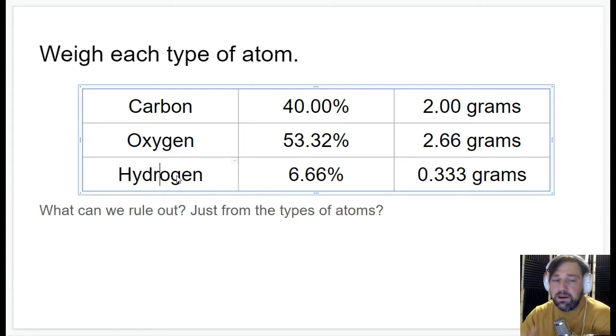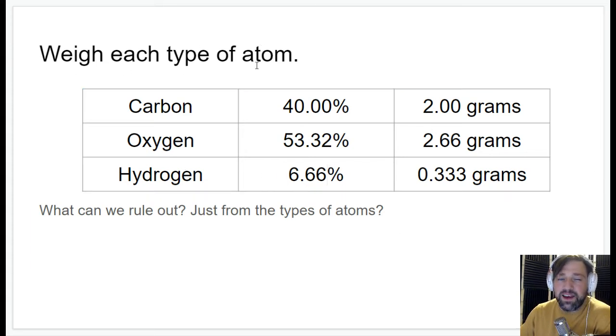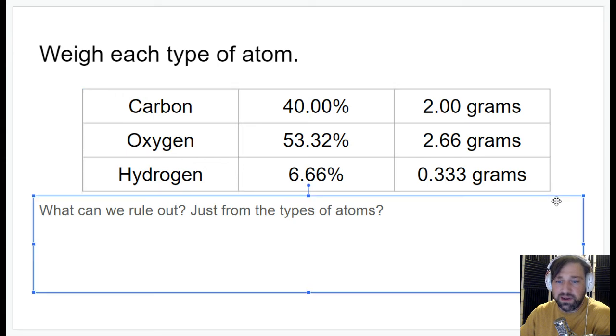And it also tells me the percentages. 40% of it is carbon. 53.32% of it is oxygen, and 6.66% of it is hydrogen. So if I want to go through, I can think about it. Okay, I have 5 grams. What's 40% of 5 grams? Well, 2 grams. What's 53%? It's 2.66 grams. What's 6% of 5? It's 0.333 grams. All right.